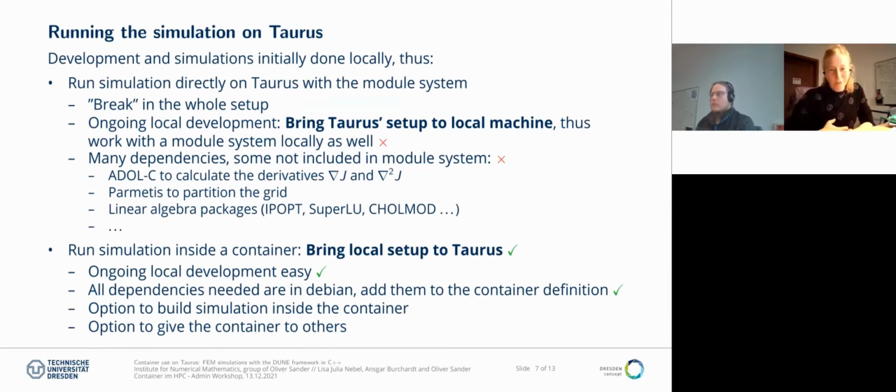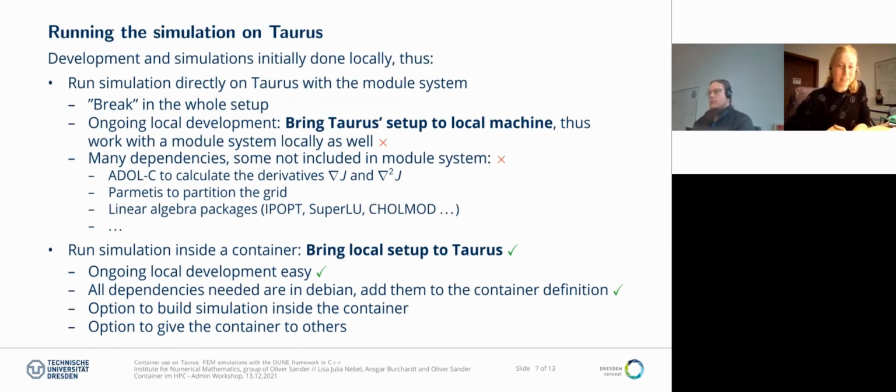So the second option, running the simulation inside a container, is much more attractive, because that means we bring the local setup to Taurus, which means the ongoing local development is easy, and all dependencies that I need are in Debian. I have a Debian-based system locally, and if I use a Debian-based container, then I can just add any dependencies that I need to the container definition, and don't need to worry about that anymore.